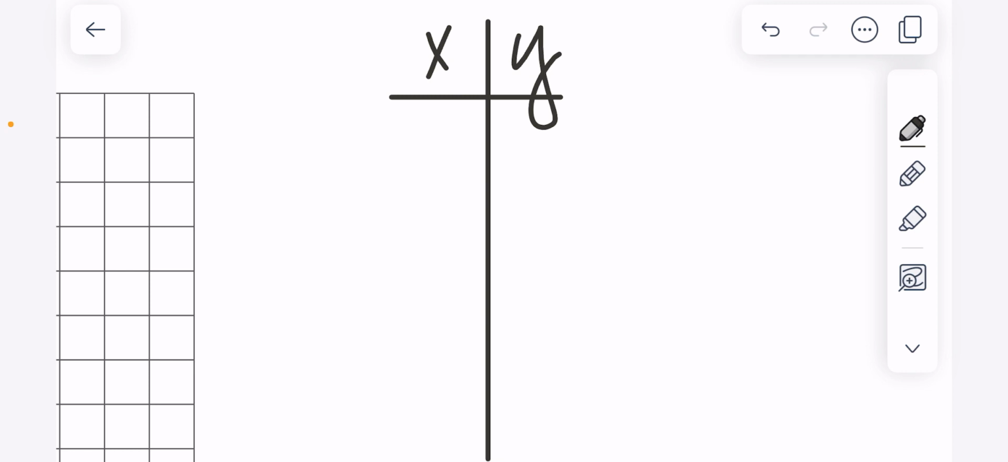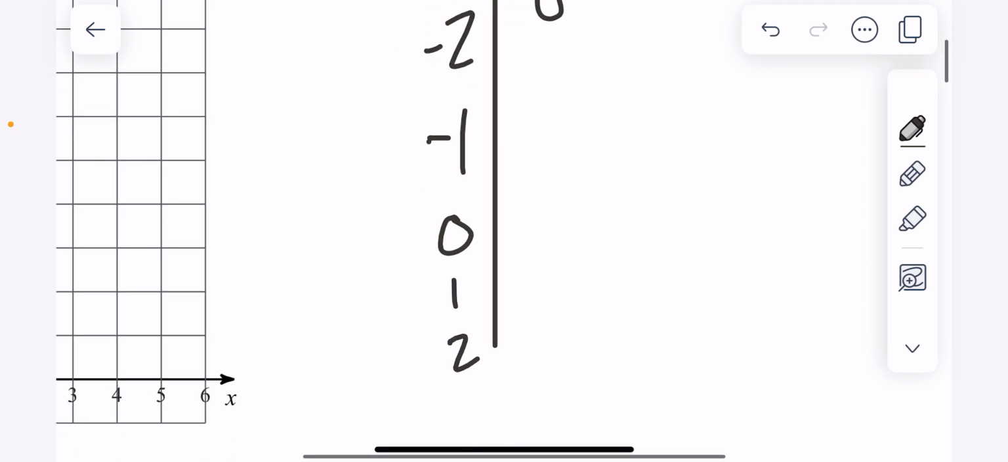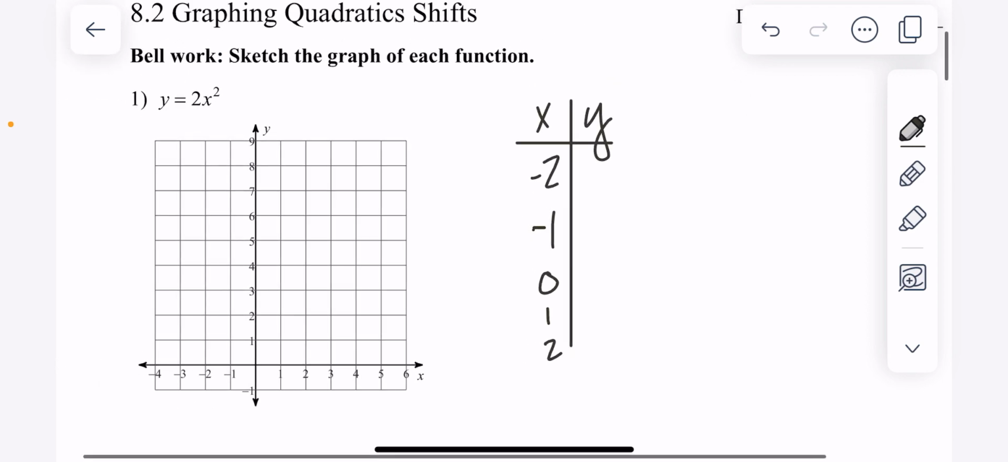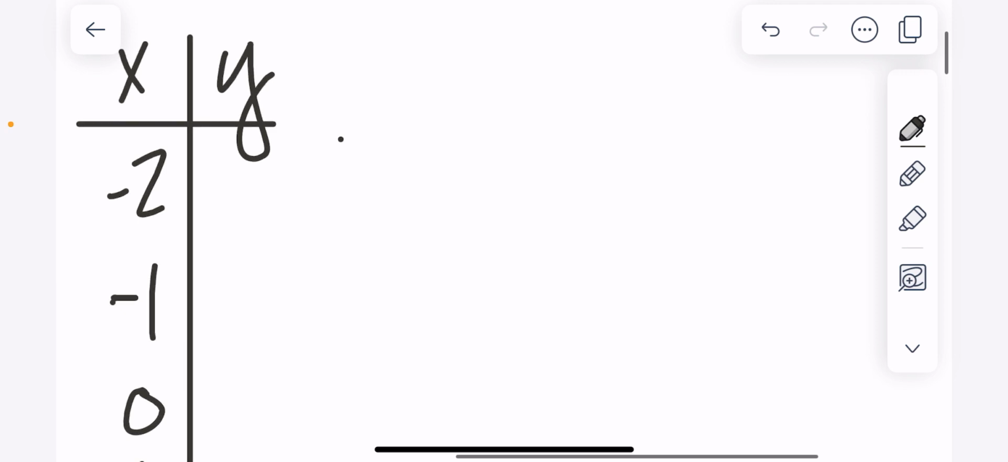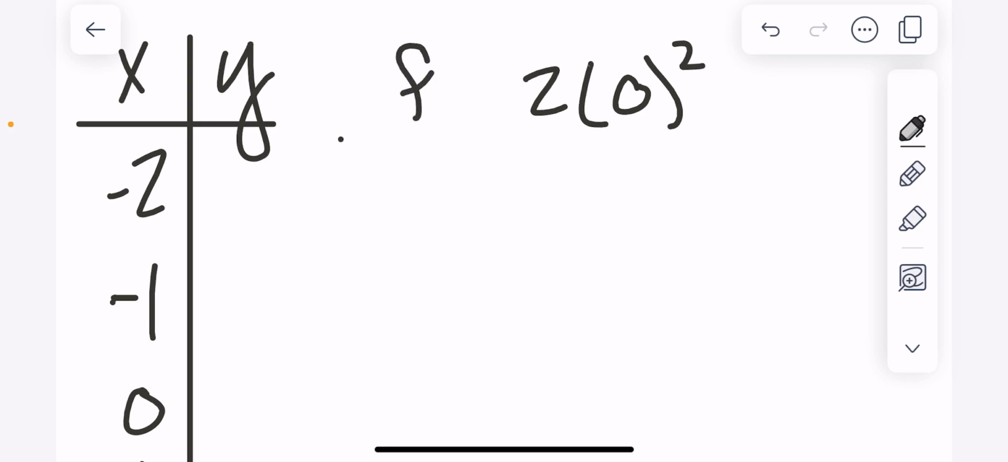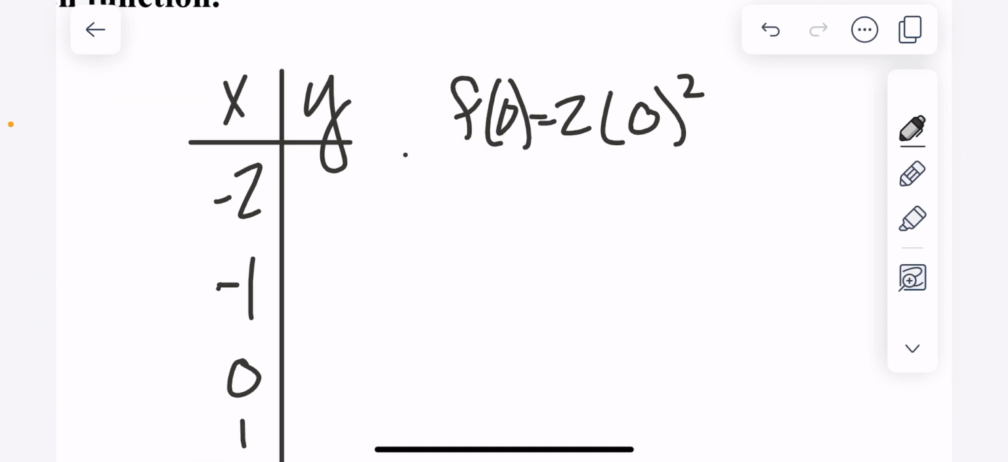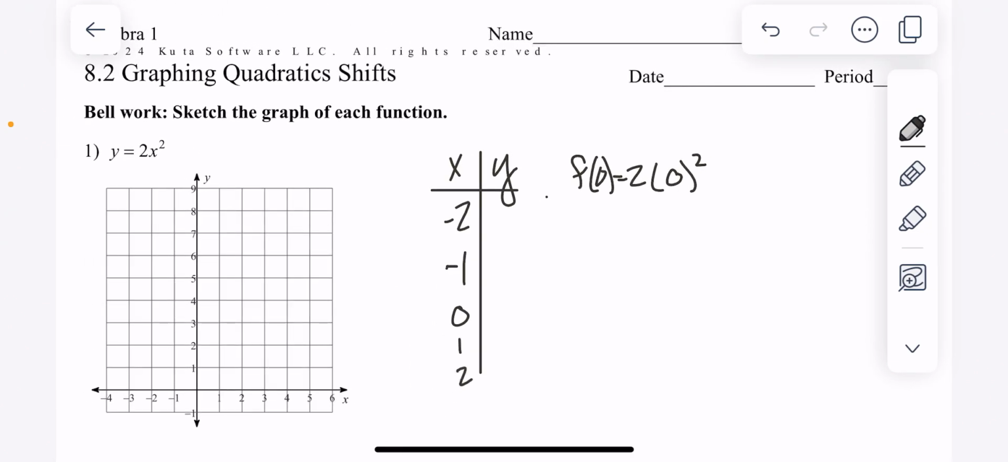When we use them, we typically plug in the values -2, -1, 0, 1, and 2. Okay? And I'm not going to start at the normal place. I'm actually going to start with 0 and talk about that really quickly and then move from there. So if I plugged in 0 to this equation, I would have 2 times 0 squared. This is f of 0. This is what happens if I plug in 0 for x.